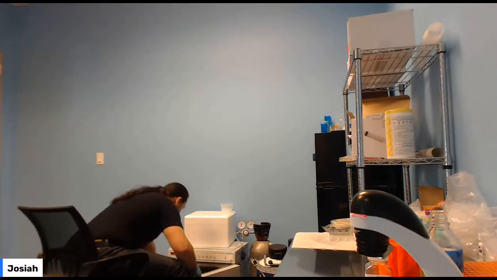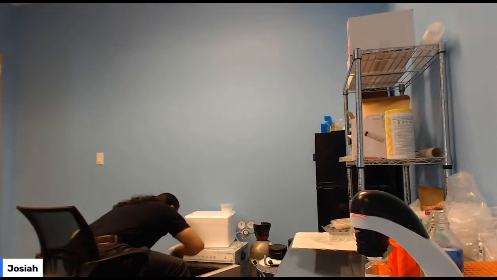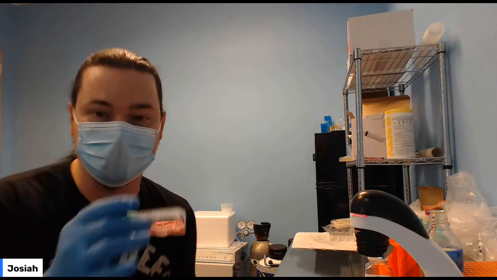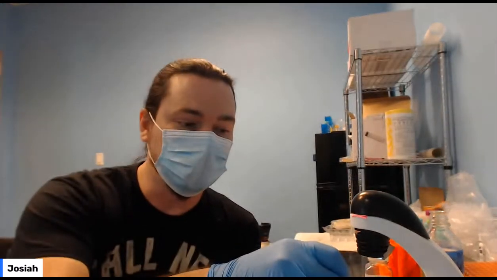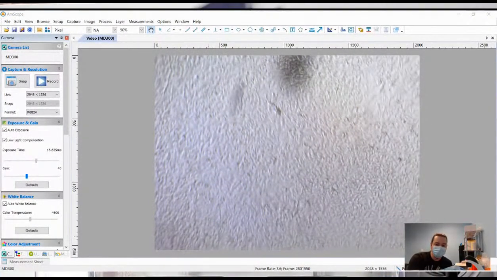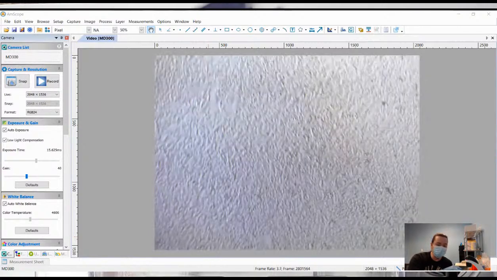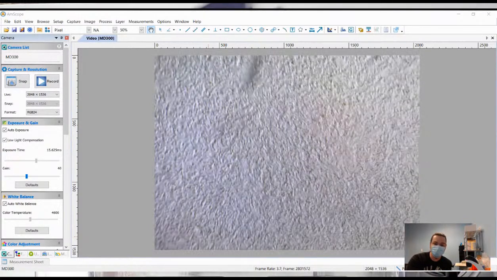I'm going to grab some HEK cells. So you should have a flask like this with HEK cells. I'll show you, this flask is actually a little overgrown. You see these are like 100% confluency, but that's okay. We can still use them.